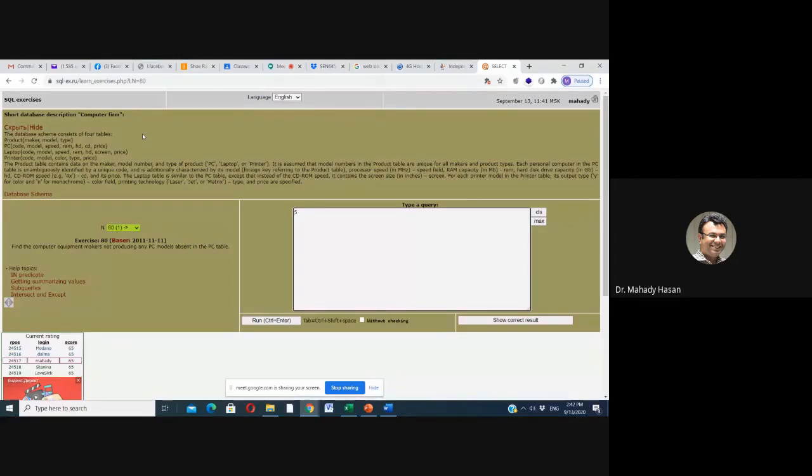Find the computer equipment makers not producing any PC models present in the PC table, right? Find the computer equipment makers. What does that mean?